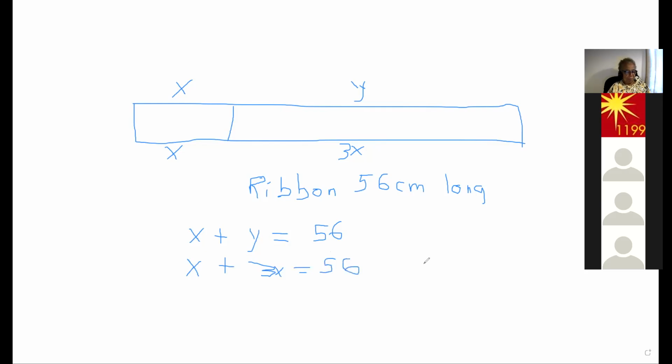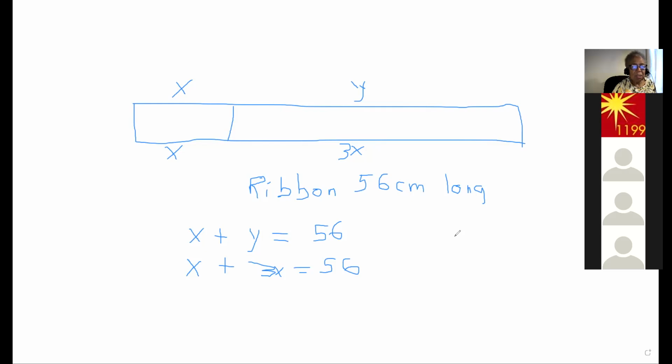All right. So we said one piece is 3 times longer than the other, and the sum of the two pieces is 56. So X plus 3X is 56, and the sum of X and Y is 56. So the correct answer would be A. Is number one clear now, if you can visualize it? Yes, Vanessa.